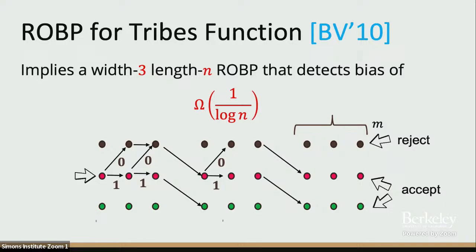Note that this cannot be done for a time-invariant function. You really need to know when you have read m tosses to make this transition, so that you compute the AND at the next time step. So this basically gives a read-once branching program the strength to detect biases of 1 by log n with just width 3.